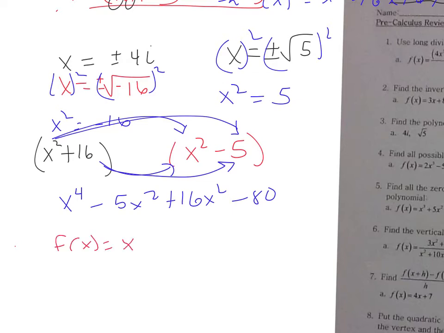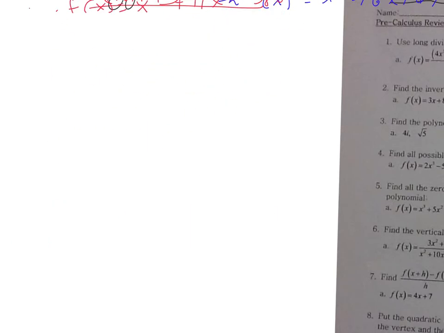F of x is equal to x to the 4th, negative 5x squared and plus 16x squared is 11x squared minus 80. Okay, let's try the next one.